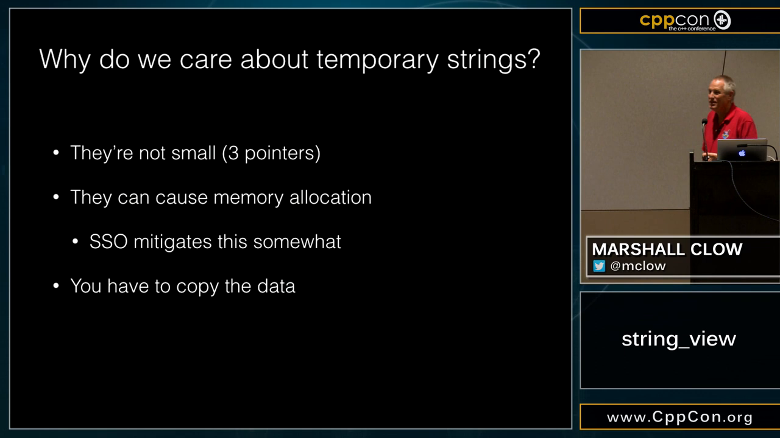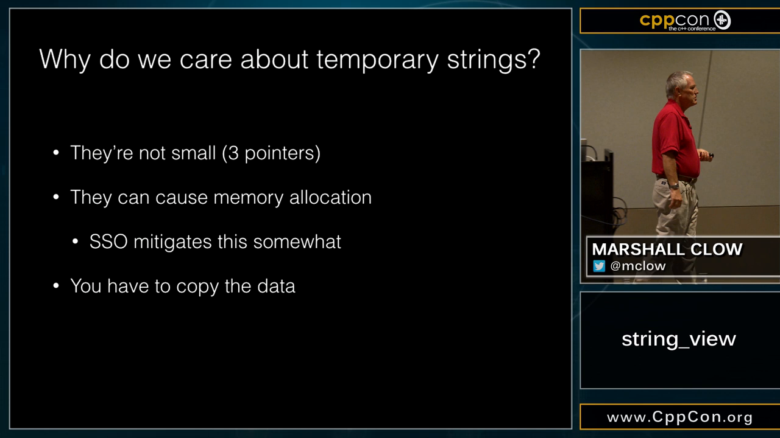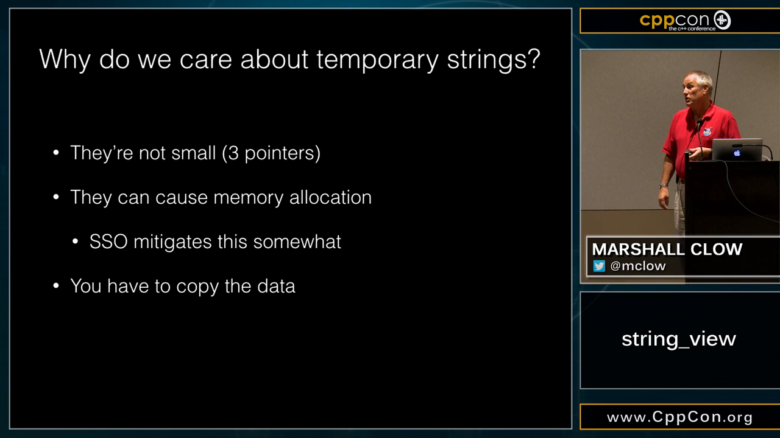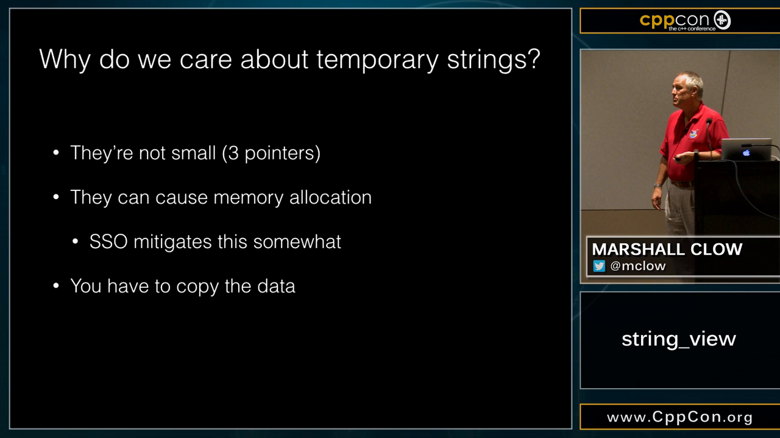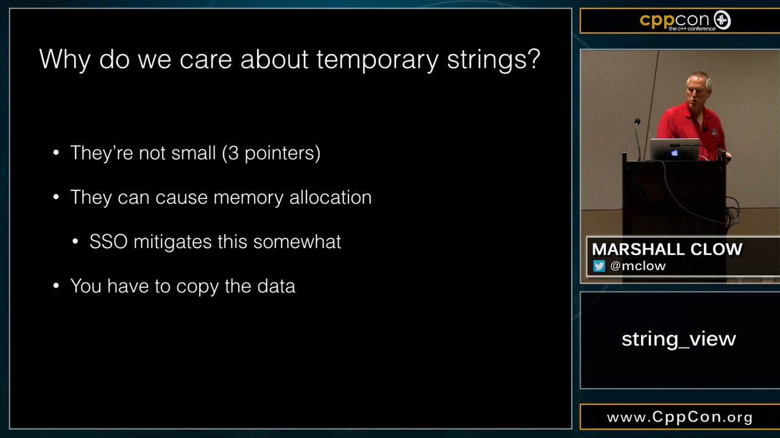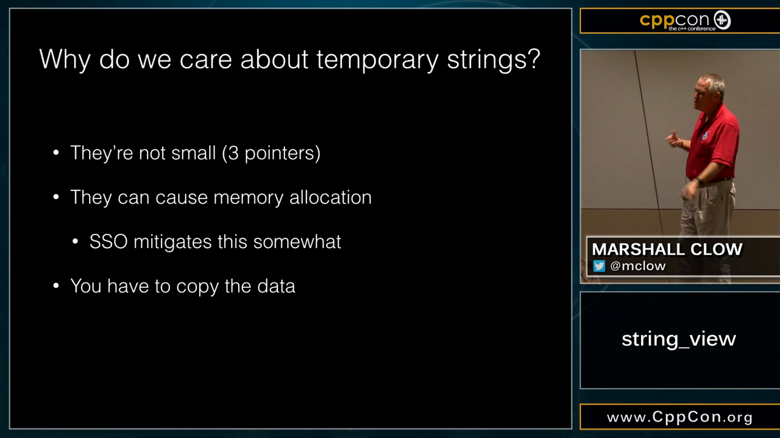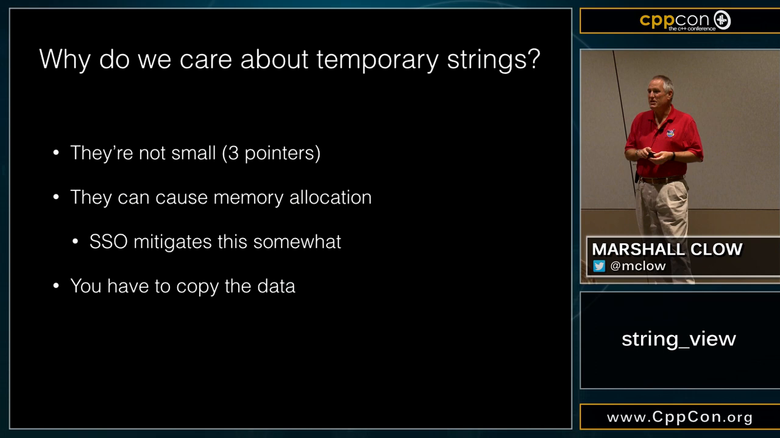Why do we care about temporary strings? Well, temporary strings are actually not really that small. I mean, they consist of three pointers, which on a 64-bit machine is 24 bytes. They can cause memory allocations. The SSO, the small string optimization, helps with that. And you have to copy the data. Okay, copying character data is not hard. You can use memcpy or something like the moral equivalent of. But you still have to copy data. And there's nothing quite as fast as not doing anything.